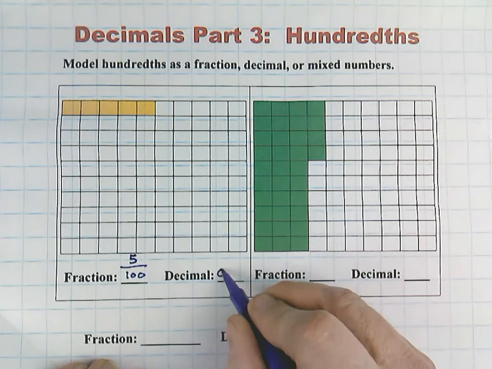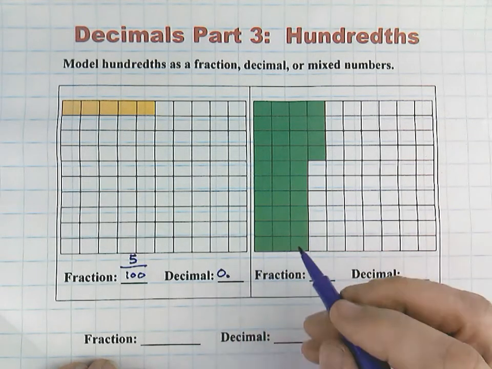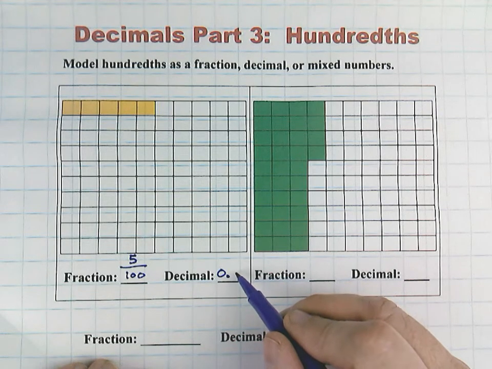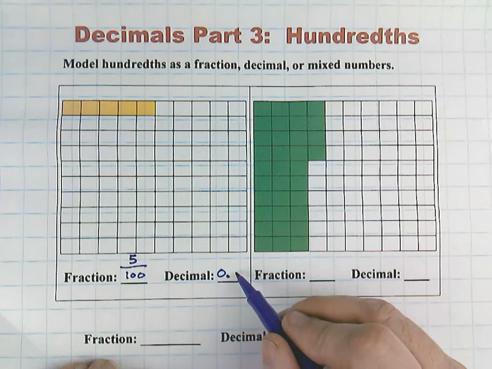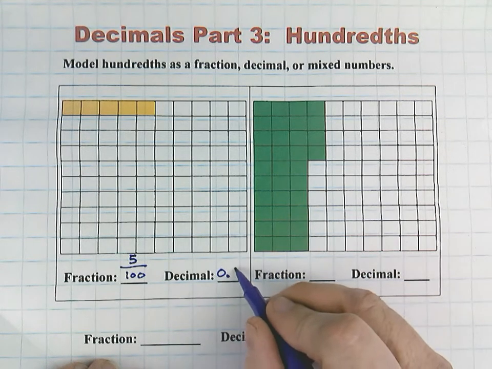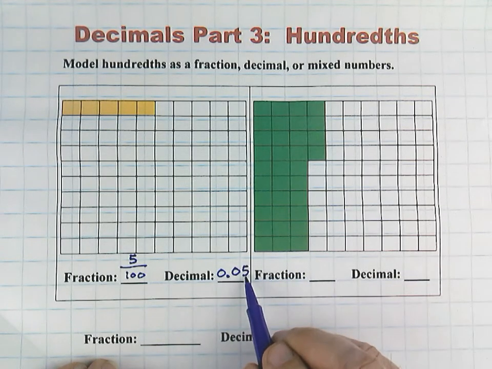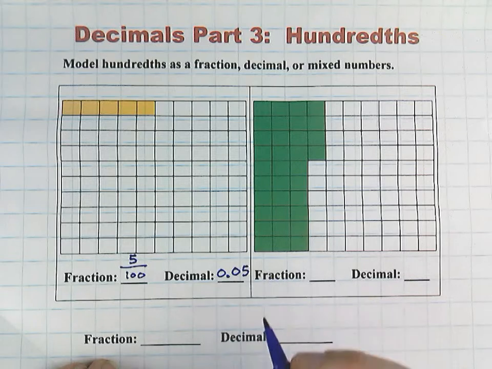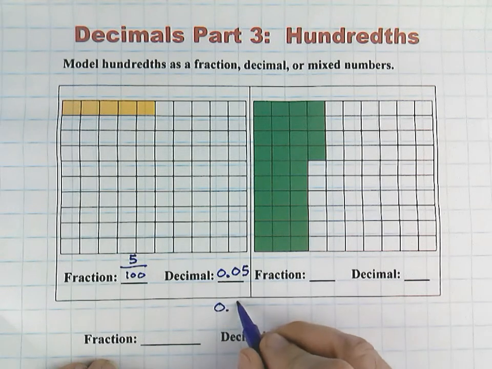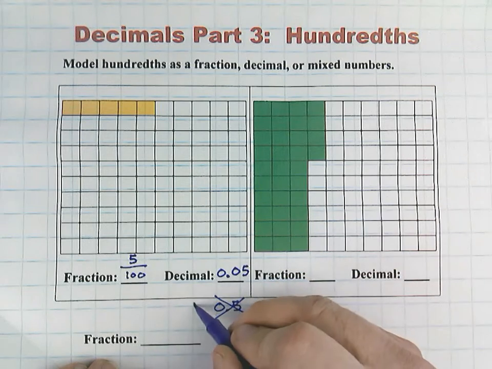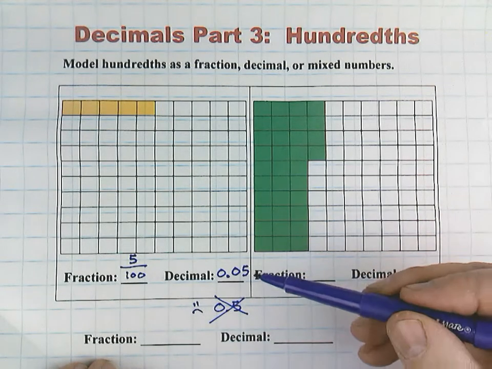It's going to be 0 decimal. Avoid the temptation of putting your 5 here, because remember, the first place value is tenths. If you put the 5 here, that would read as 5 tenths. So we go 0.05, because this place value is hundredths. What you don't want to do is go like that. That would be incorrect for hundredths. That would be tenths. That's one little tricky part of that.